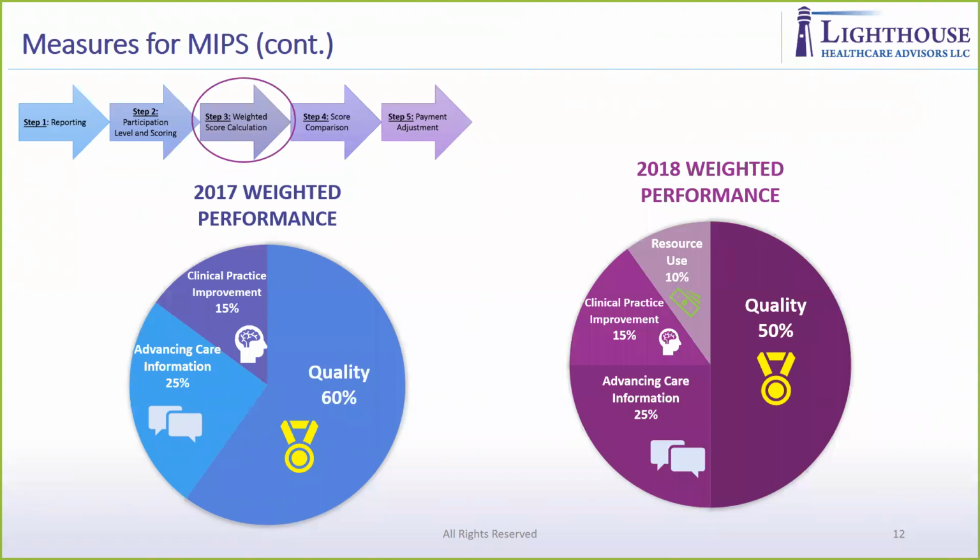For 2018, the weighted performance shifts a little bit. Quality is now worth 50%, and that other 10% is going towards resource use, otherwise known as cost. Clinical practice improvement will still be worth 15%, and advancing care information, 25%. We can think about this in terms of the quality being similar to our PQRS reporting, our clinical practice improvement activities, and advancing care information being similar to meaningful use. Our resource use is calculated solely based on Medicare claims dollars, and there's nothing to report here. Medicare is going to take care of that calculation for you.